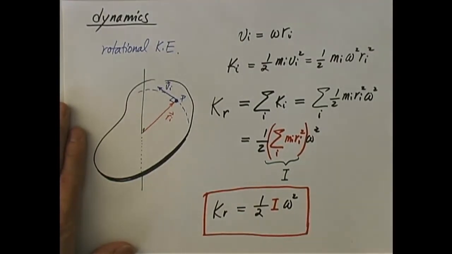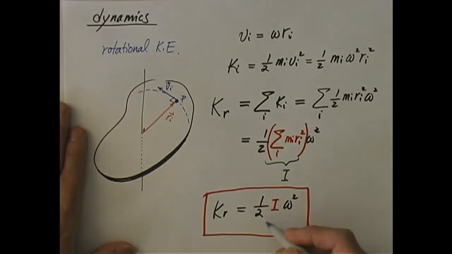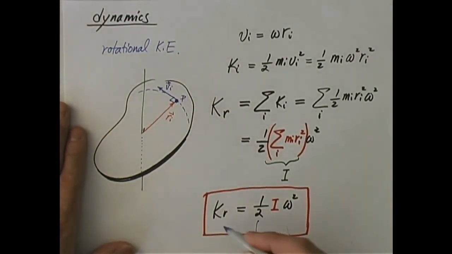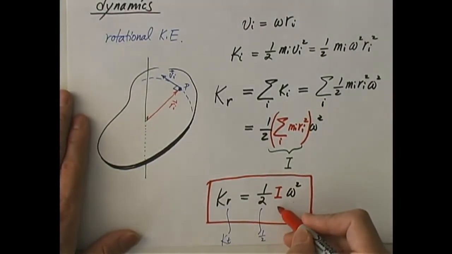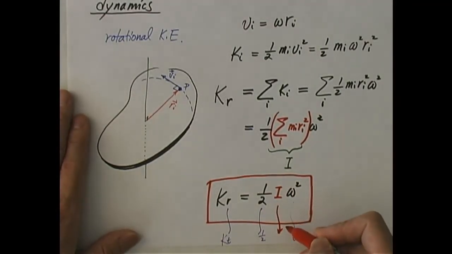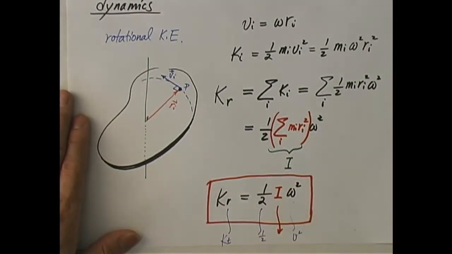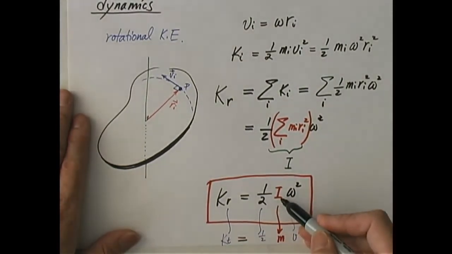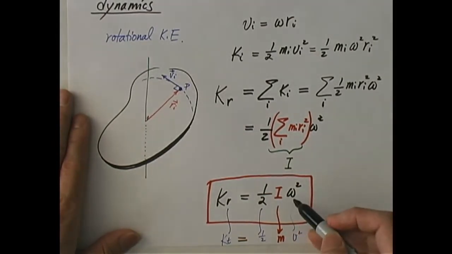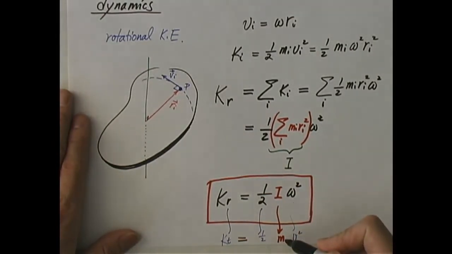If you look at the analogy again, this corresponds to v squared. 1/2 is always just 1/2. K_R is now K translational. But what about this I here? What does I correspond to? Well, in one-dimensional or even three-dimensional translational motion, the translational kinetic energy is always equal to 1/2 mv squared, right? So m. What did that tell us? It tells us that this I corresponds to the mass for linear motion.